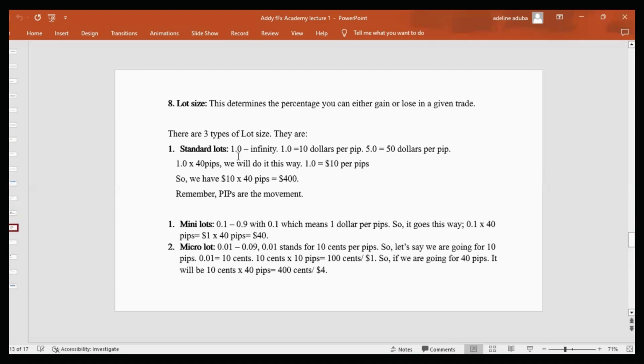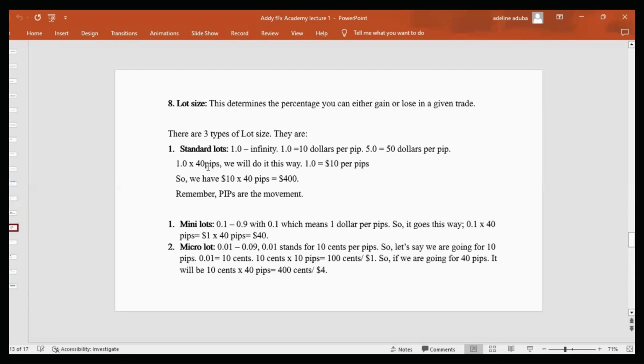And for a 1.0, that is $10 per pip. So if you are using a 5.0 in some trade, that is $50 per pip, right? And for you to calculate this manually, you can do 1.0 times 40 pips. You do it with a 1.0 equals $10 per pip, and then you say $10 times 40 pips. That is, you're likely wanting to try to make $400, depending on your account.